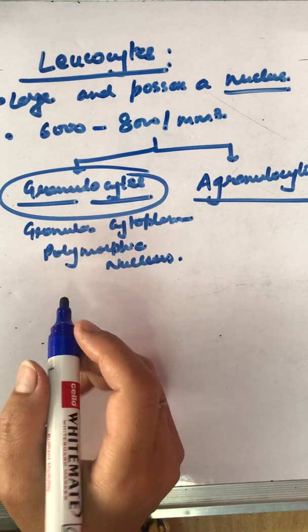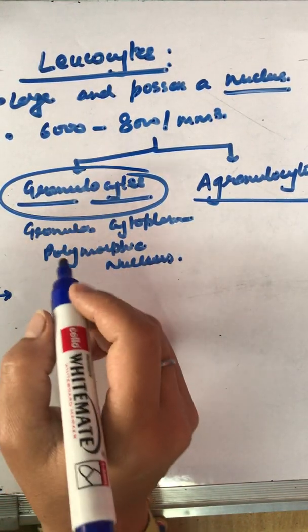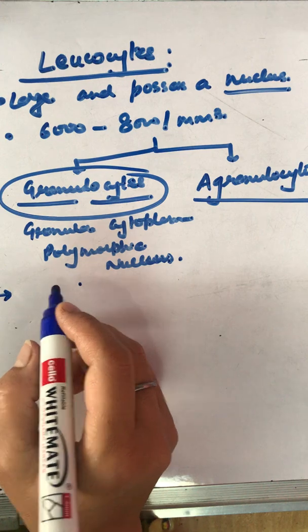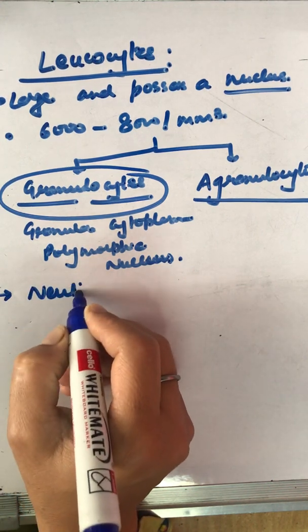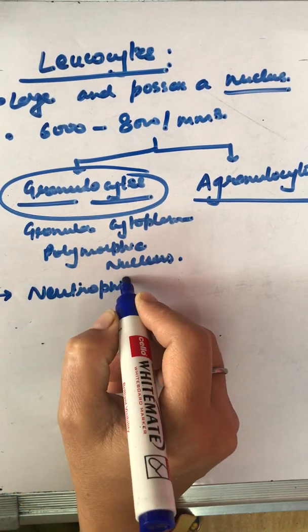Now the first category of them is, the first type of granulocytes is, first of all, neutrophils.